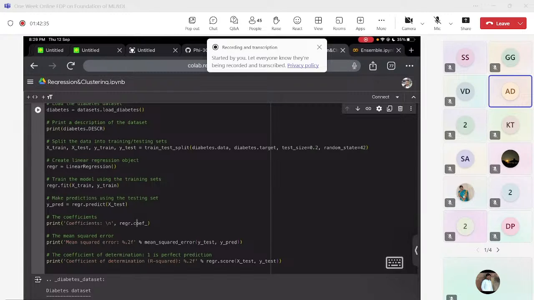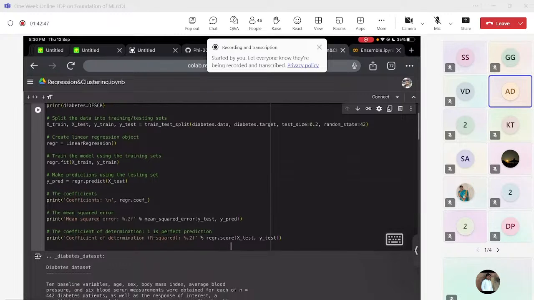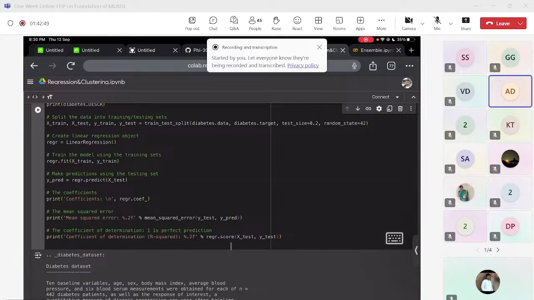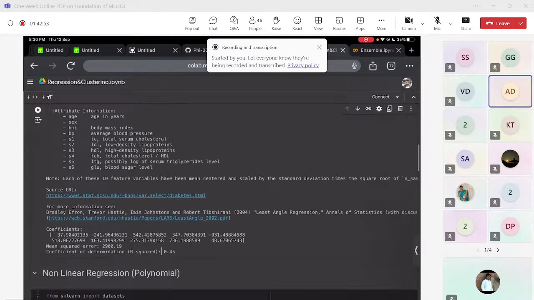So here when you do regression, regr.coef_ gives all those coefficient values. You can also calculate your mean squared error and your R squared. R squared is the score. If you do, you get your R squared value. So these are the different values you get. Mean squared error. If you remember, I asked you a question: does mean squared error overestimate your error?